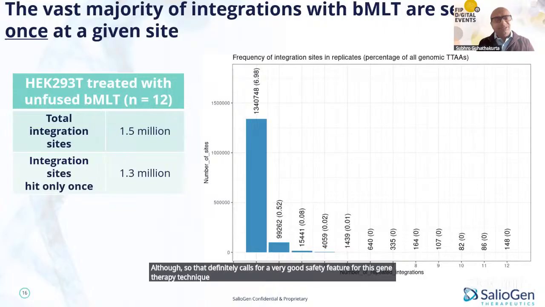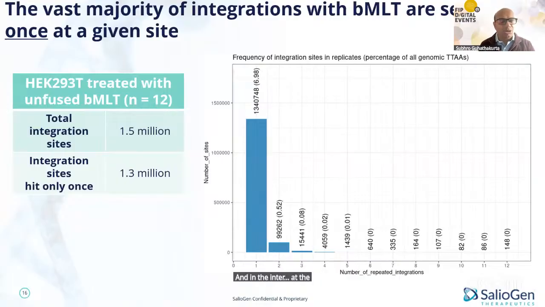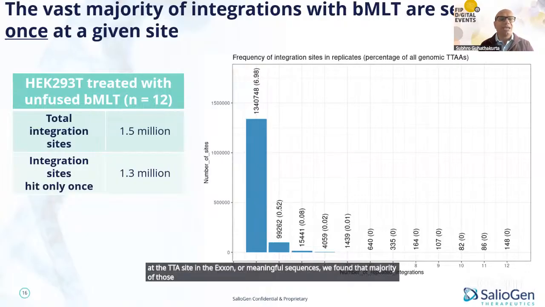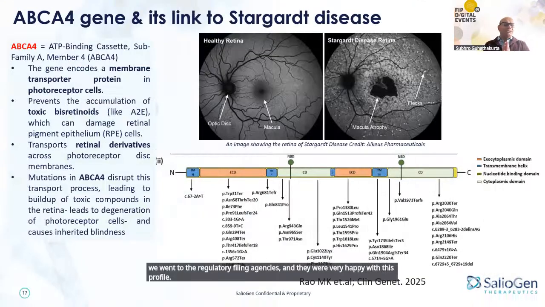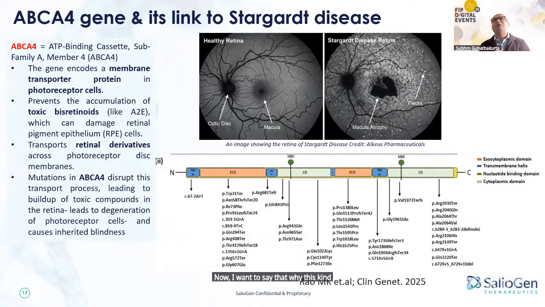But because some of those events are still happening in the exon and can disrupt the gene, we wanted to see how many such integrations are happening at one particular locus, at a TTA site in the exon or meaningful sequences. We found that the majority of those integrations happen only one time. So knocking out two alleles of the gene is not happening randomly. So the safety feature is very high, and we went to the regulatory filing agencies, and they were very happy with this profile.